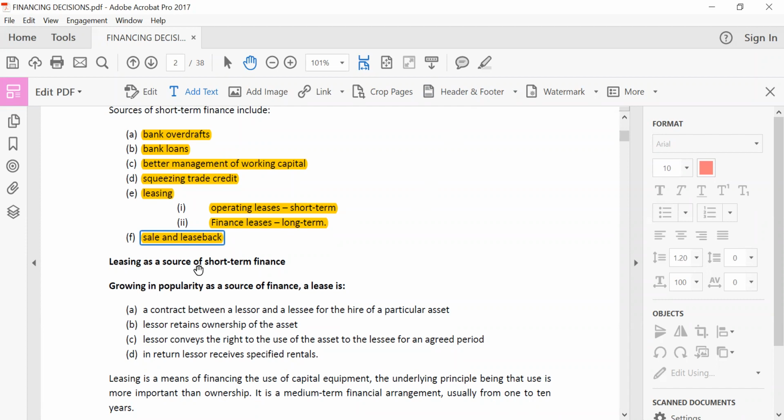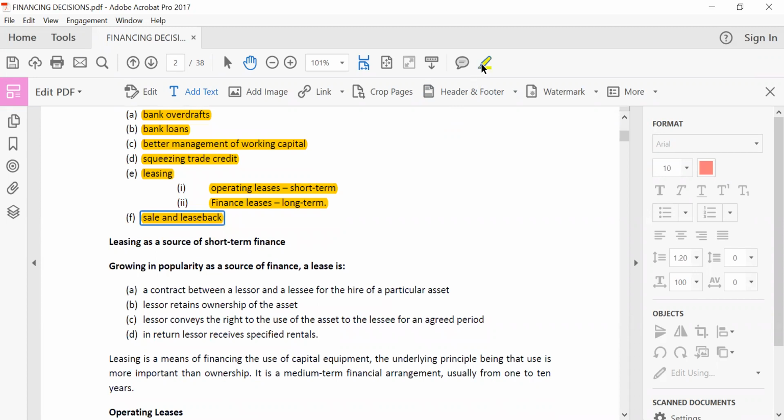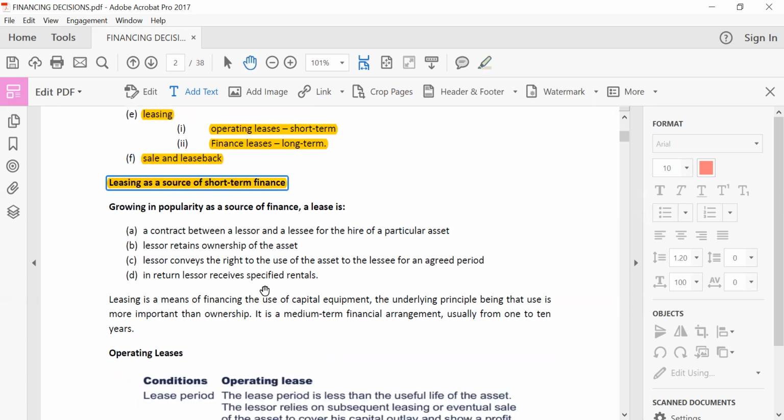So leasing as a source of short-term finance is what we are looking at. We decided to pick one of them, I think the complicated one, to go through for you to get a concept. Growing in popularity as a source of finance, a lease is a contract. I think this one will help those who are studying financial reporting, right? A lease is a contract between a lessor and a lessee for the hire of a particular asset, right?